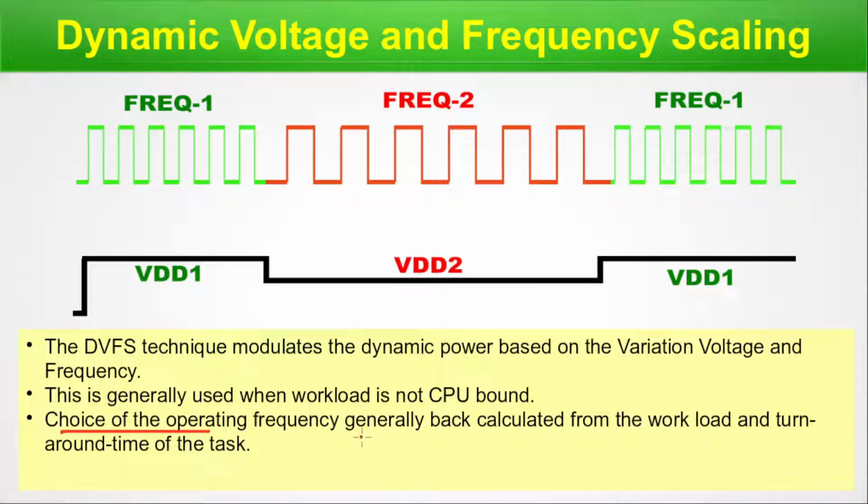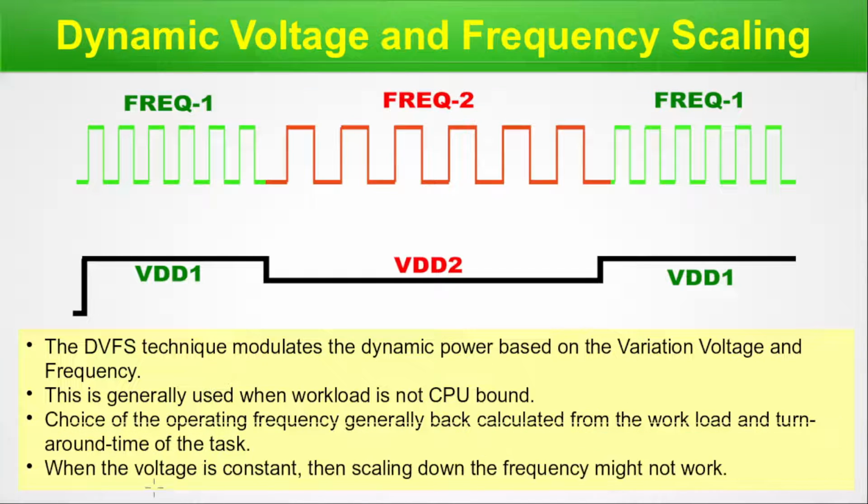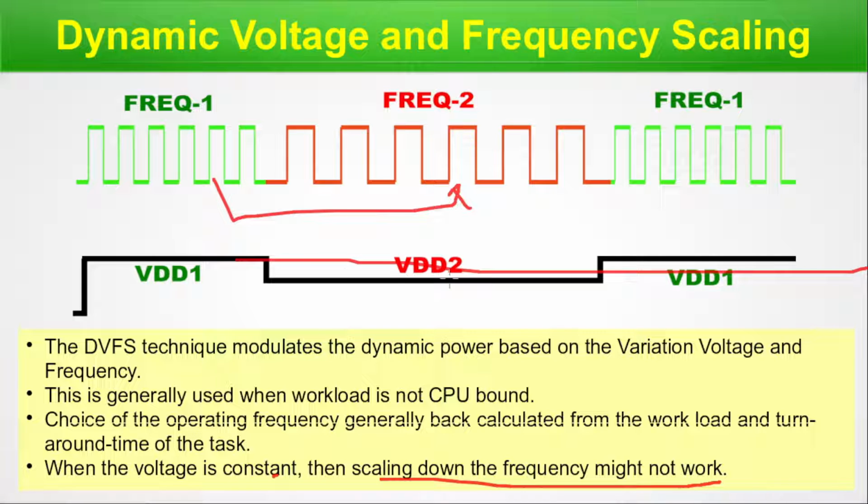The choice of the operating frequency is generally back calculated from the workload and the turnaround time of the task. When the voltage is constant, scaling down the frequency might not work. If the voltage level is constant, we cannot make these changes, because it is a mapping.